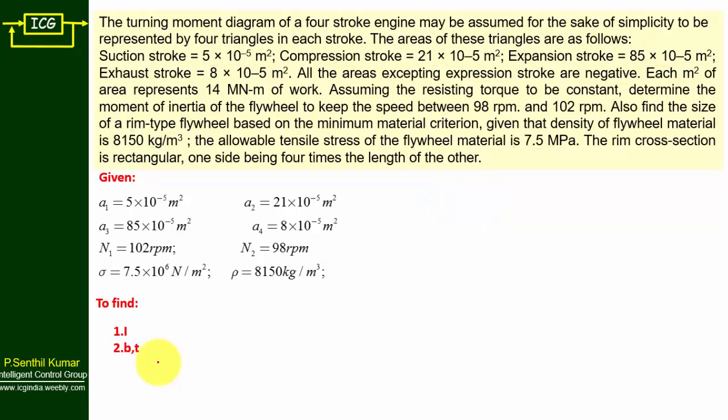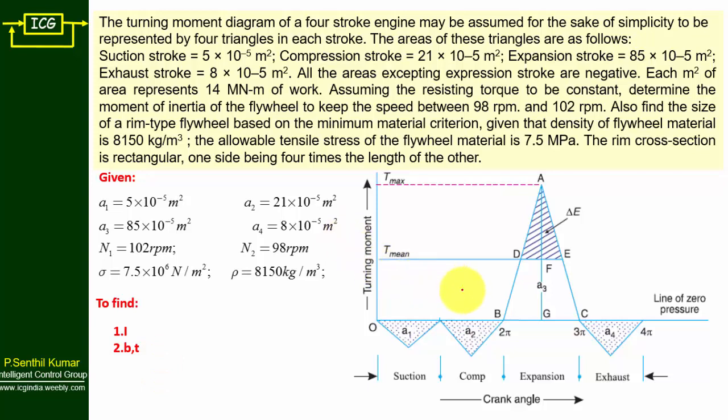And let me draw the turning moment diagram. This is the turning moment diagram. Here the question itself gives 4 triangles, so I have drawn 4 triangles. Suction, compression, exhaust negative, expansion stroke only positive. Here our aim is to first find the value of I. So how do you find I? Del E equals I omega squared Cs. To find I, I need the del E value.